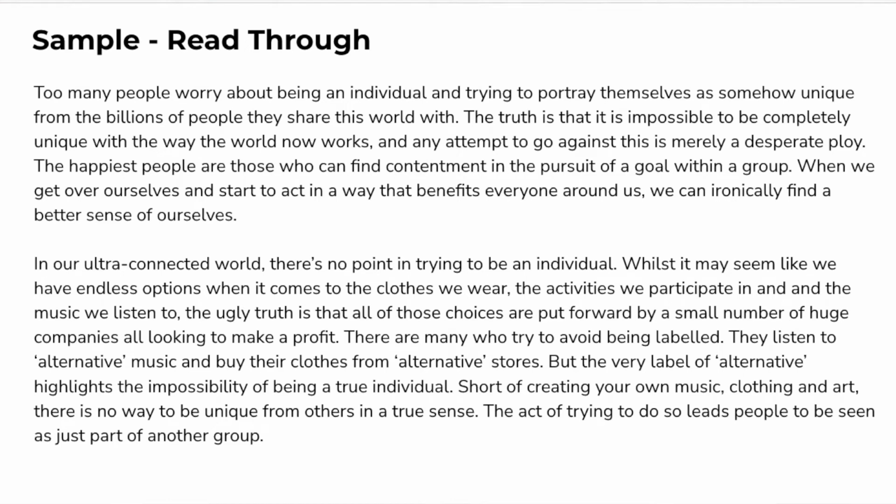When we get over ourselves and start to act in a way that benefits everyone around us, we can ironically find a better sense of ourselves. So a pretty intriguing idea to finish off the introduction there in saying that actually what happens is that when we get past thinking about just ourselves, we actually find contentment and a better sense of who we really are. So range of interesting ideas, clear point of view being put forward. It reads as an introduction.